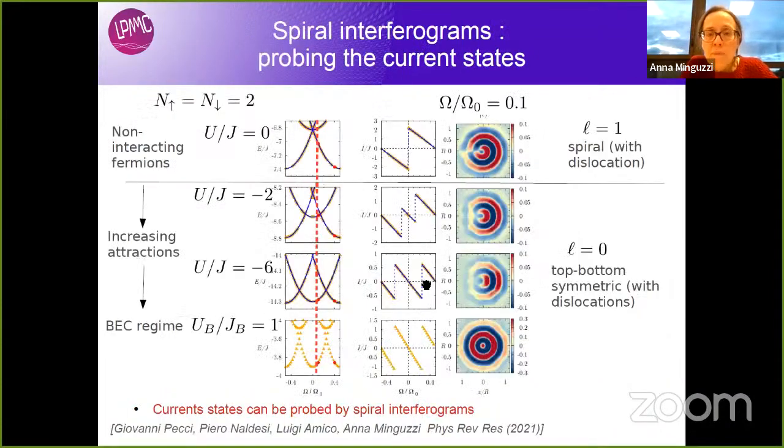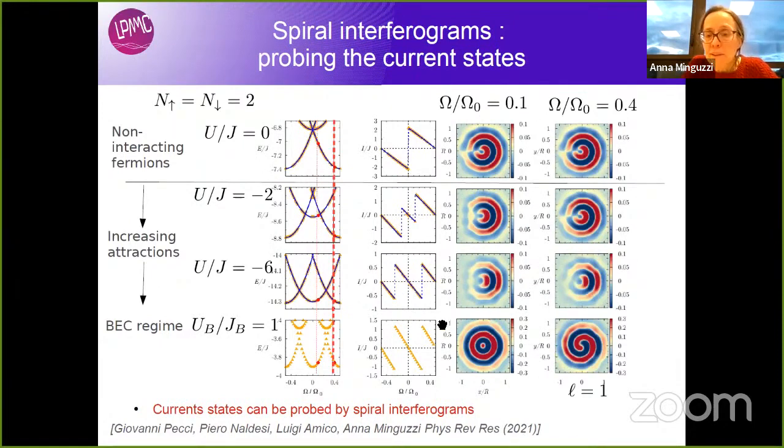In particular, if we now calculate the spiral interferograms for our system of 2+2 fermions, we see that if we fix one value of artificial gauge field such that we occupy the parabola that corresponds to one quantum of angular momentum, we have a sort of spiral associated to a dislocation. Instead, if we have attractive interaction and we are occupying the central parabola corresponding to no circulation, the interferograms are top-bottom symmetric and are not spiral-like. This is quite general, and it shows that we can probe whether we have zero or one quantum of angular momentum in the system by looking at the type of spirals.